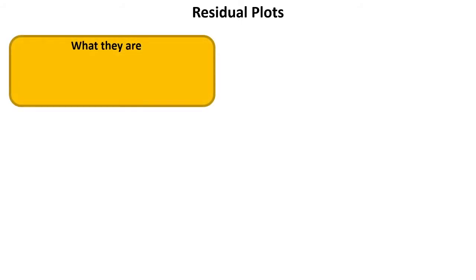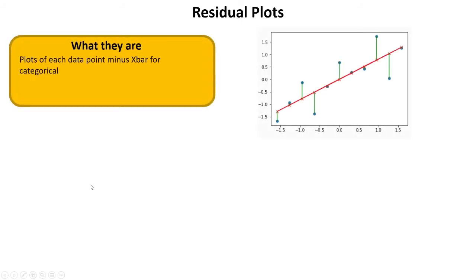So in this case, we're going to talk about residual plots. So what are they? For categorical data, it's going to be a plot of x bar minus each one of your points, a plot of the mean minus each one of your points. And for continuous data, which we see over here, we'll cover it more in regressions, but for each value, it's how far your blue points, which are your data, deviate from the regression line, which is the red data here.